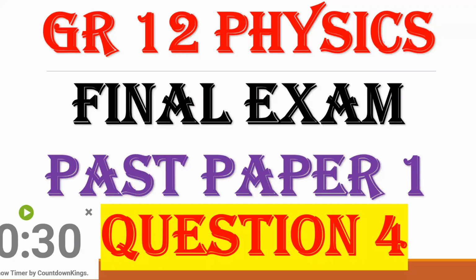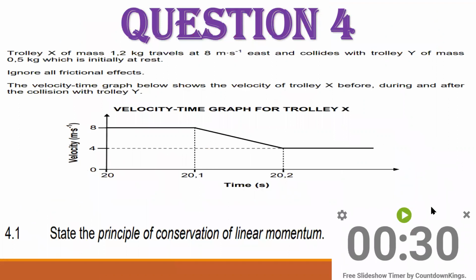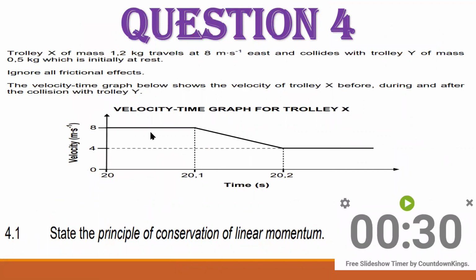Guys, so today we are going to answer final exam past paper 1, question 4, momentum and impulse. Let's start question 4 and see what is given. After that, I will give you time for 4.1. What we have now: trolley X of mass 1.2 kg. This is our first object.